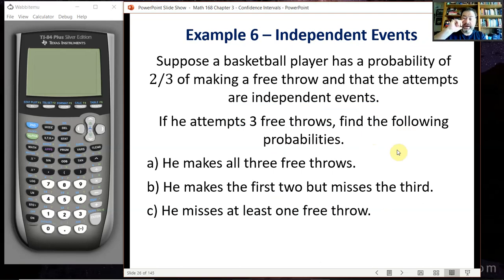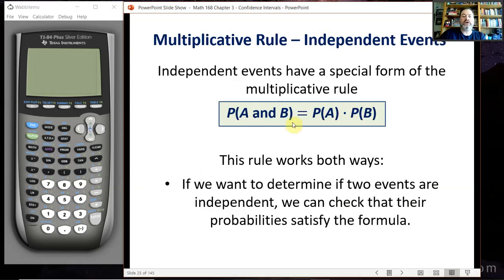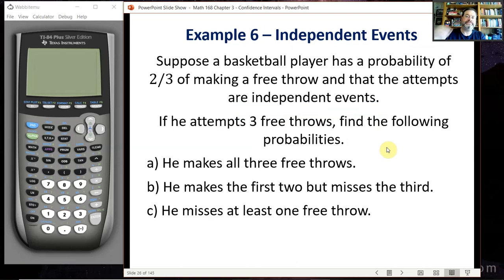Suppose a basketball player has a probability of 2/3 of making a free throw, and the attempts are independent events. If he attempts 3 free throws, find the following probabilities. Before we go any farther, I just want to back up a little bit. Here we talked about 2 events, but this multiplicative rule can be expanded to any number of events. If it's A and B, you multiply; if it's A and B and C, you multiply 3 events, or 4, or whatever. It doesn't matter how many events there are, the formula just expands out and stays the same.